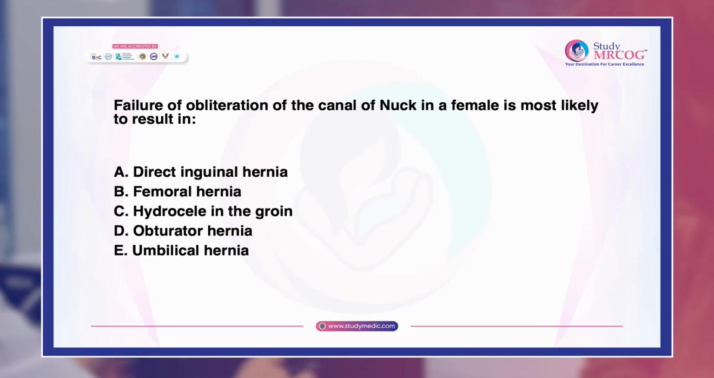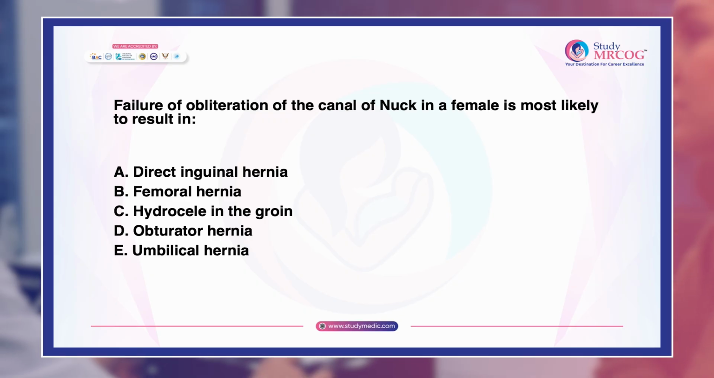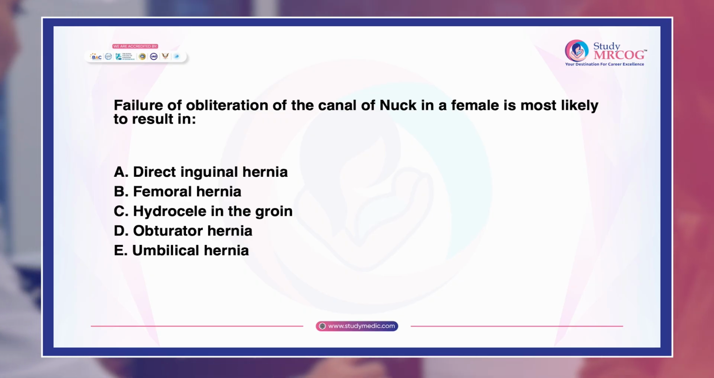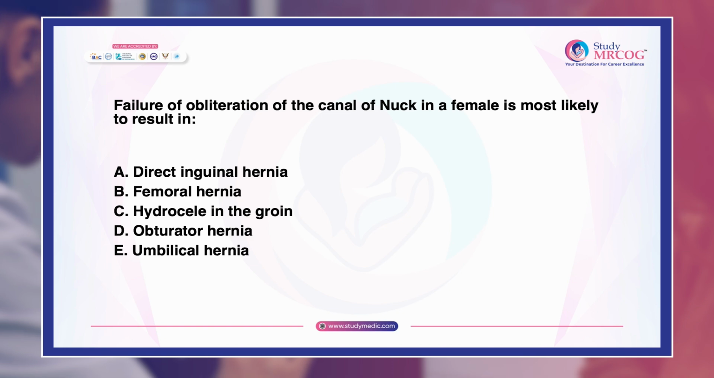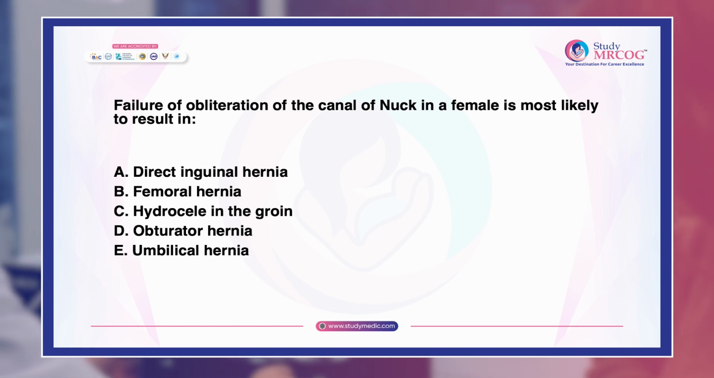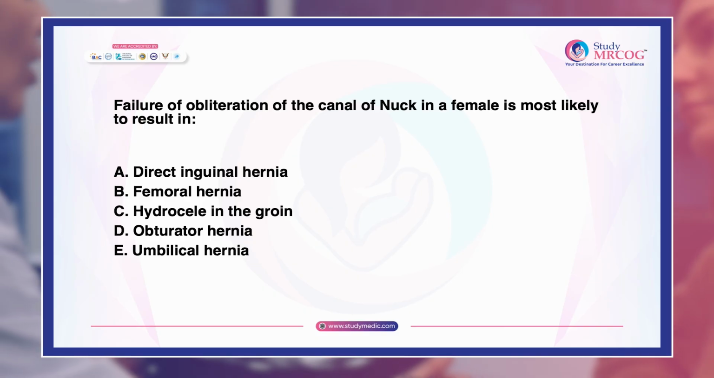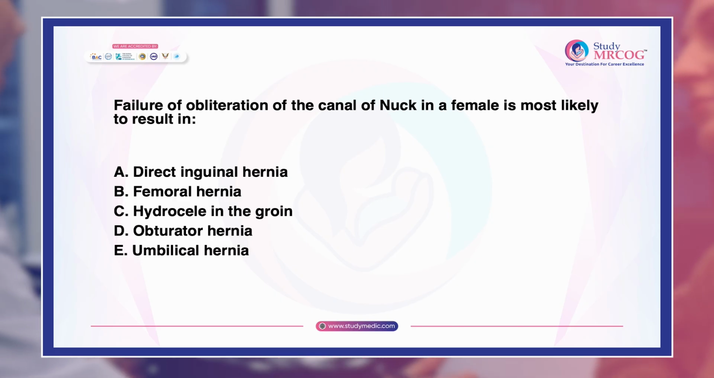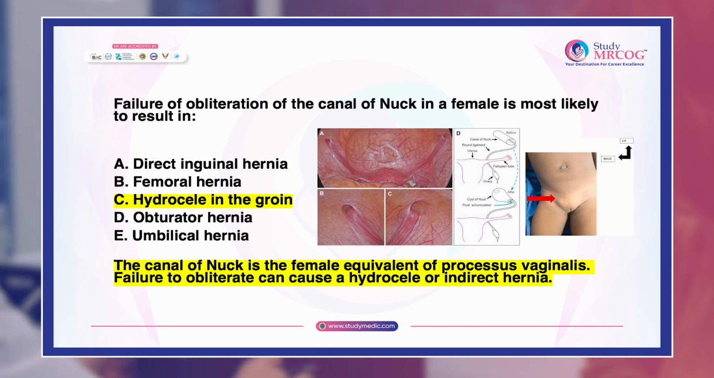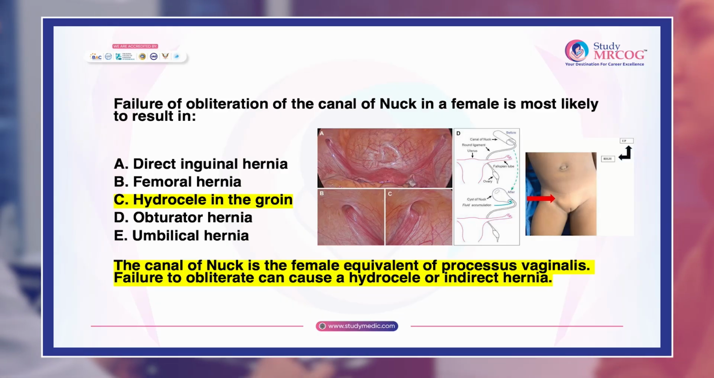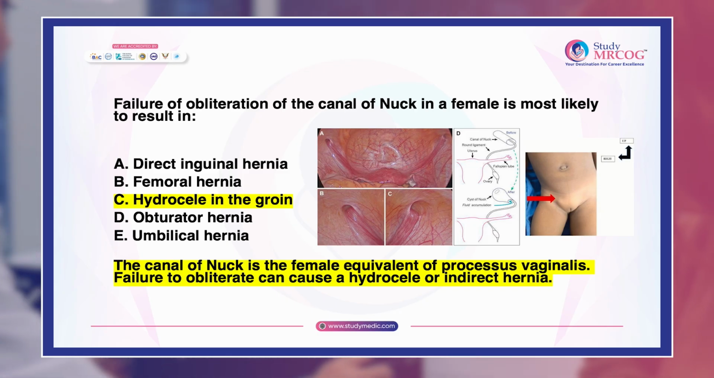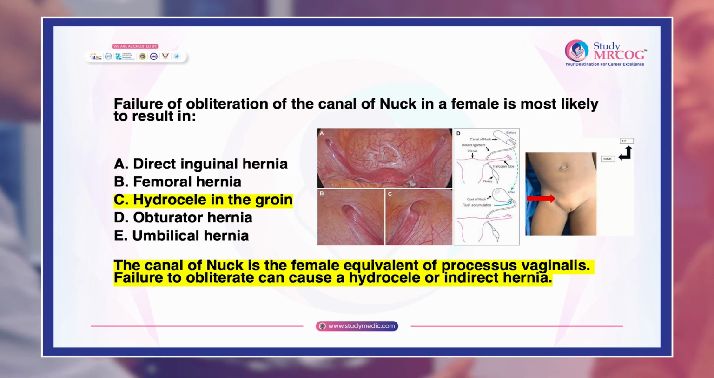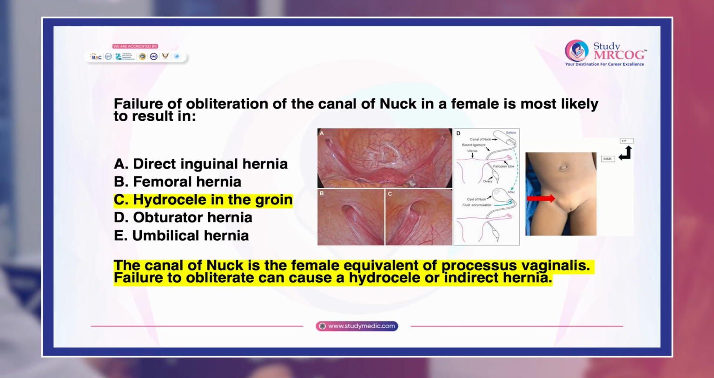Finally, our last question. Failure in obliteration of the canal of Nuck in a female is most likely to result in A, direct inguinal hernia, B, femoral hernia, C, hydrocele in the groin, D, obturator hernia, or E, umbilical hernia? So I'm sure a few of the points you've already omitted and you're not even considering them. So what is your answer? It is hydrocele in the groin. So we have studied that the canal of Nuck is the female equivalent of the processus vaginalis, and failure to obliterate can result in hydrocele or an indirect hernia in females.